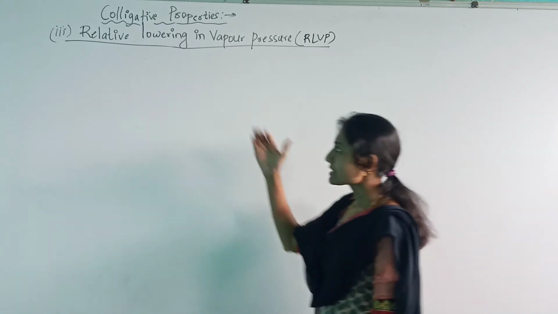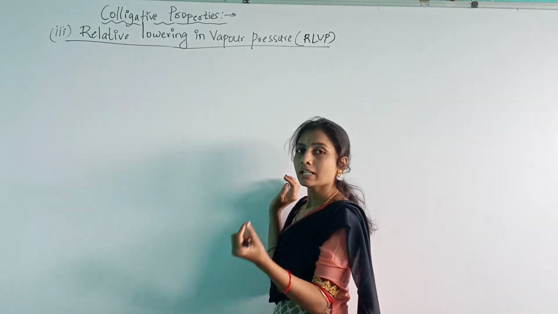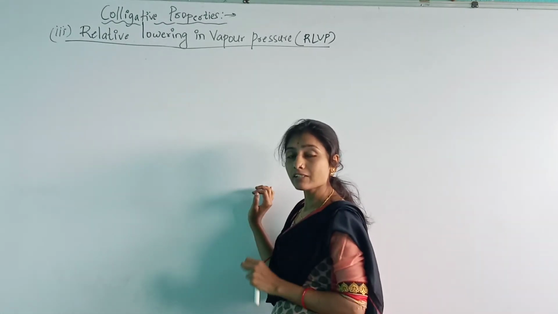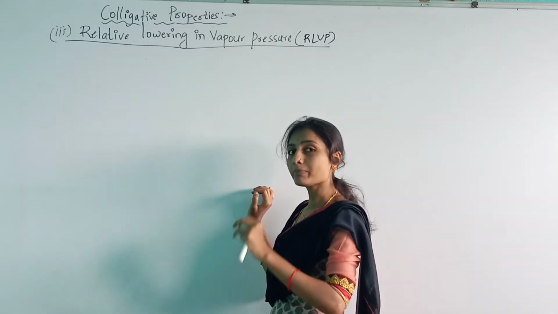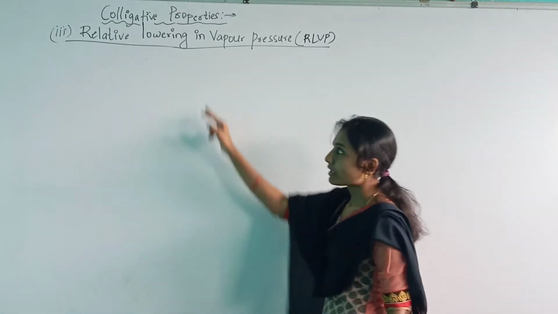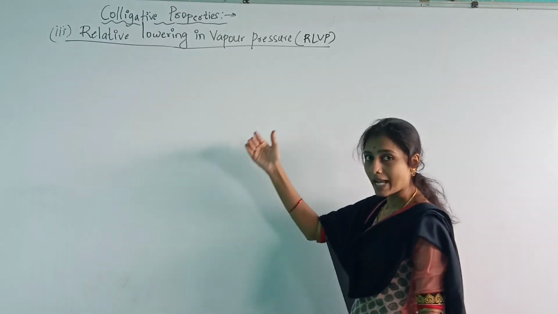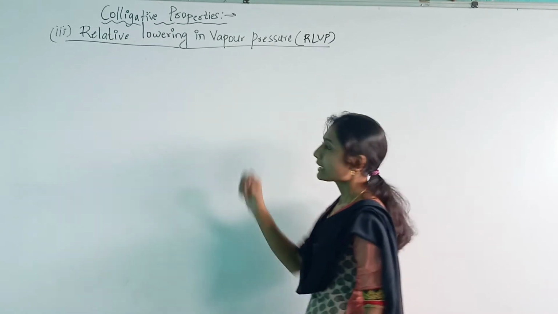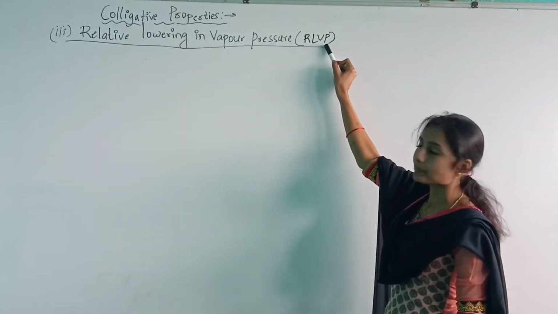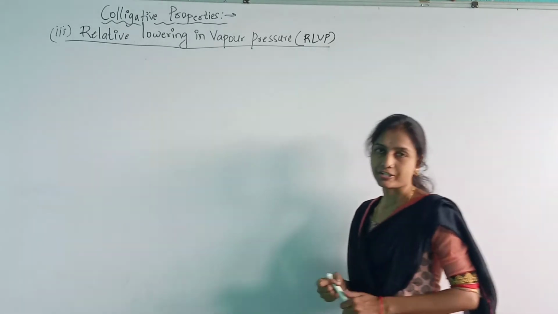Now in today's video we will concentrate on the first kind of colligative property, relative lowering of vapor pressure, but for me it will be the third heading. Today's topic is a kind of colligative property: relative lowering in vapor pressure. In short, we will write RLVP.